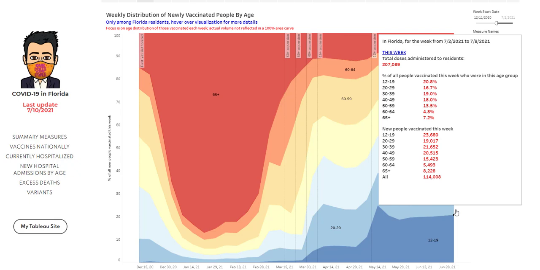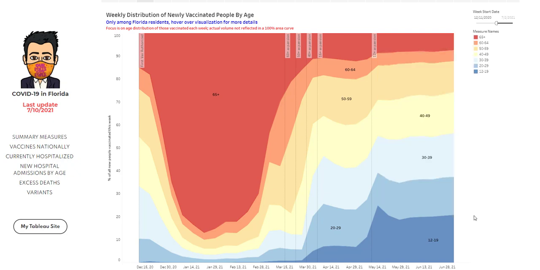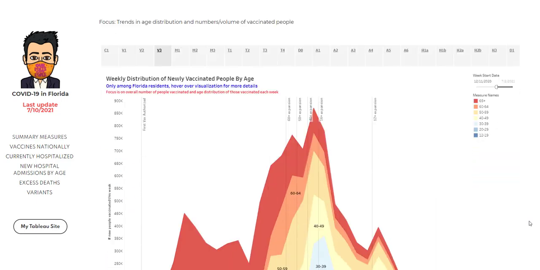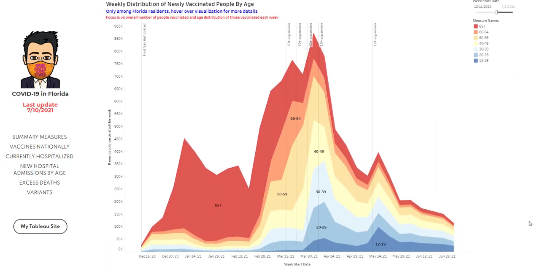And more currently, if you just hover over any marker in the graph, you get that same kind of information. So I know for the most recent week that has been reported by the Florida Department of Health, the largest numbers of people vaccinated are actually in the youngest age group, the 12 to 19-year-old age group. And so, again, that's just the idea behind how you use this visualization. It's very similar to the next visualization.